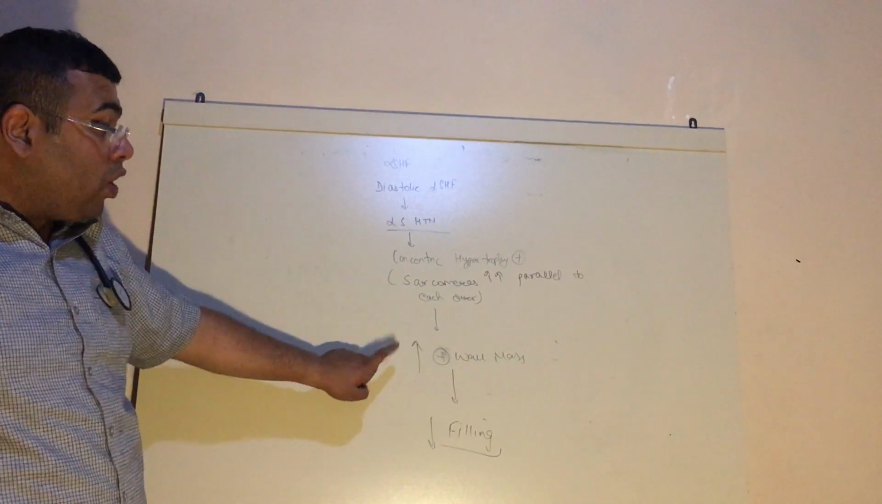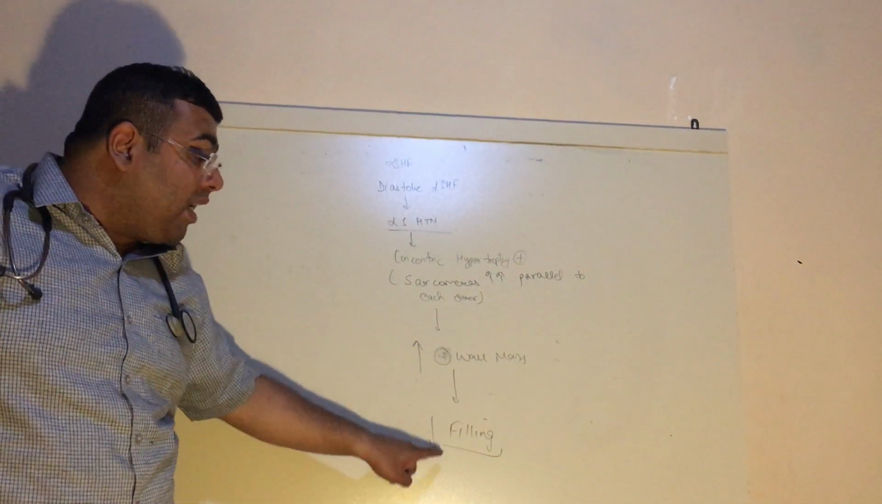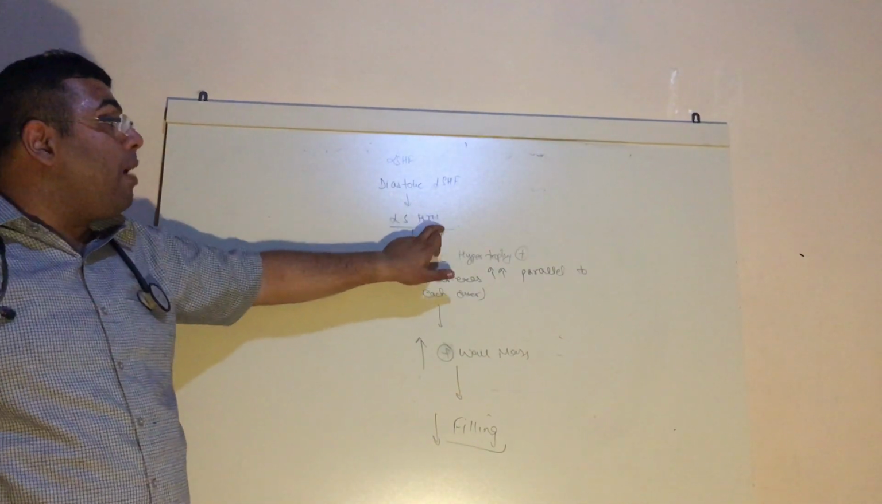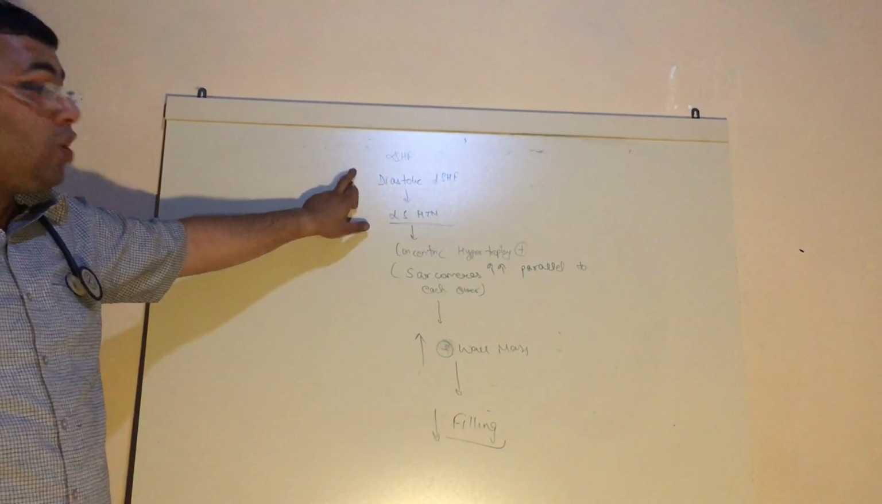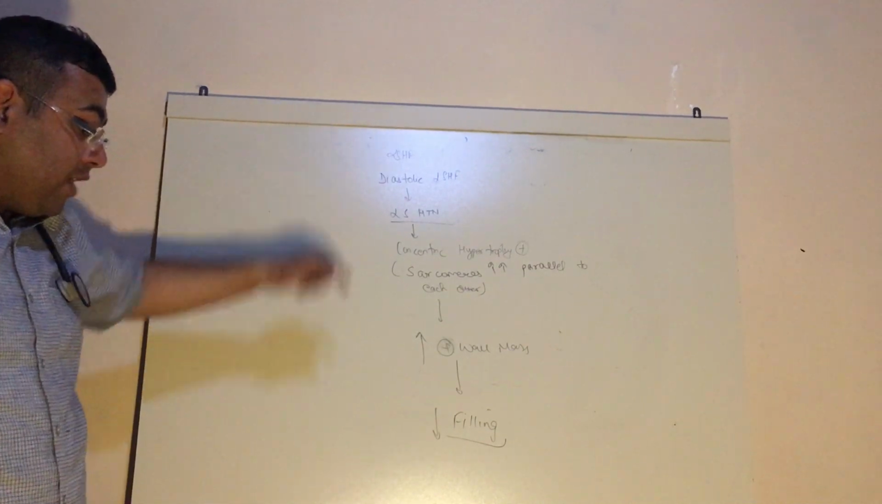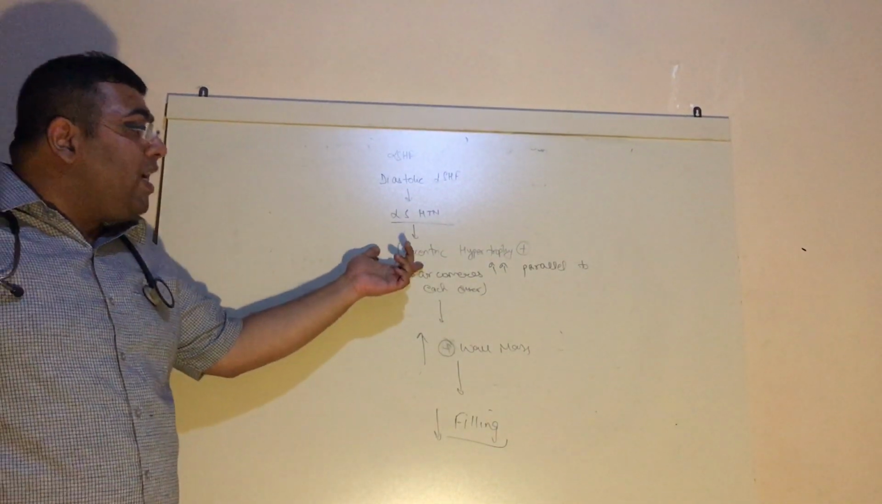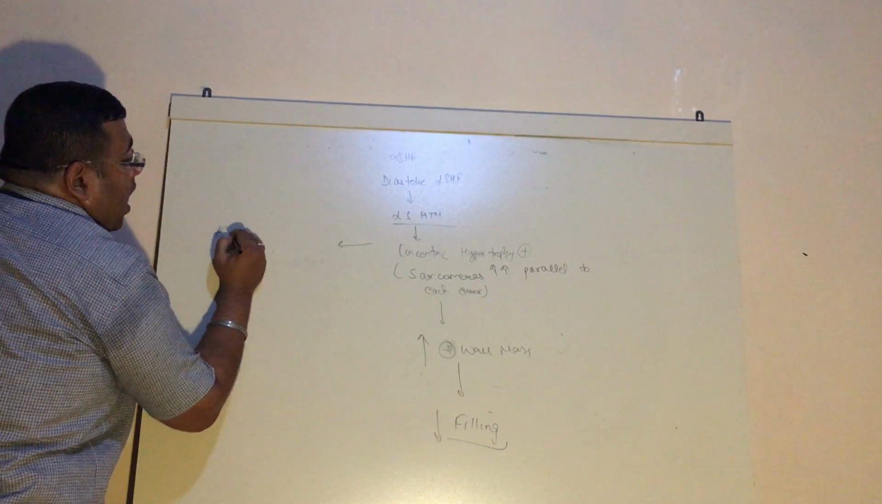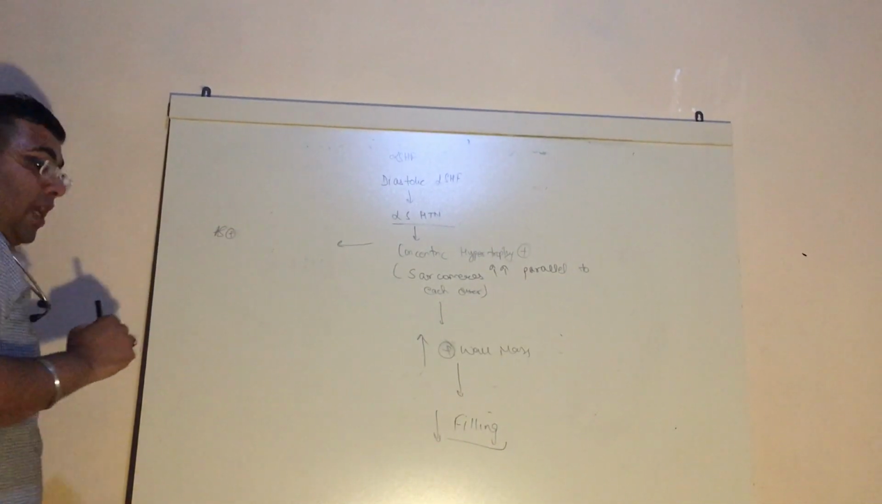And the long-standing hypertension, which is leading to the concentric hypertrophy, where the sarcomeres are increasing parallel to each other, they increase the heart wall mass, that decreases the filling. And this is how the long-standing hypertension can also cause the diastolic heart failure, left-sided heart failure.